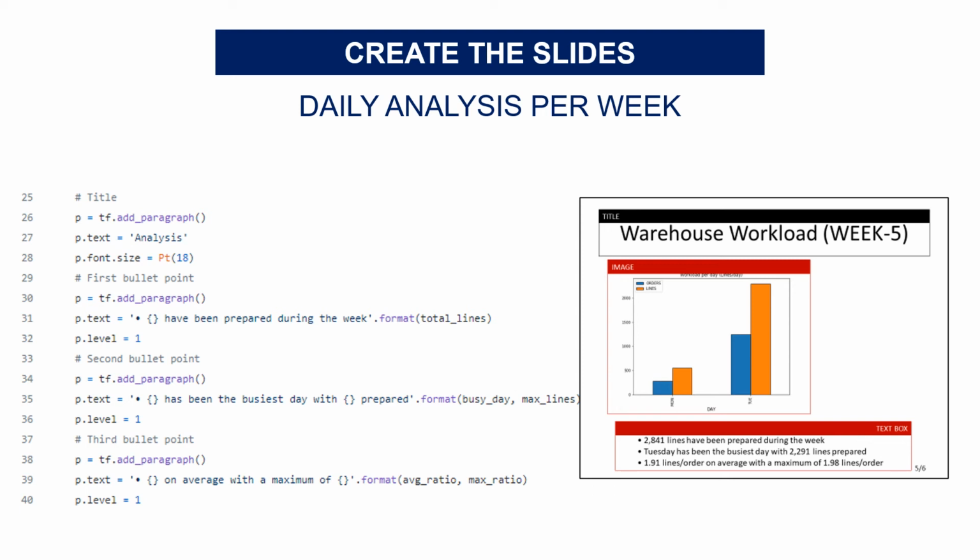First bullet point with the total number of lines. The second one is showing the busiest day of the week. And finally, you show the average and the maximum daily workload.